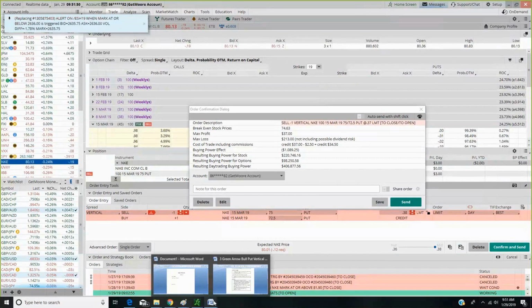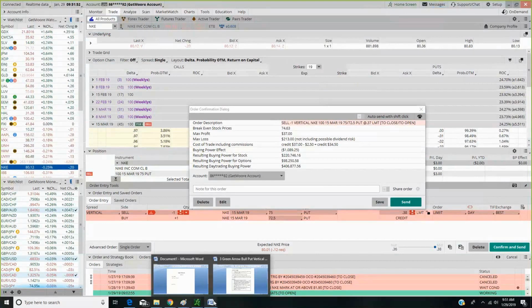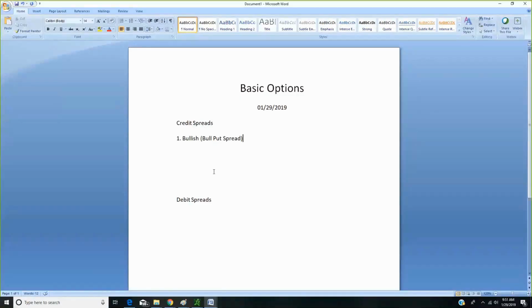Okay, let's see here. Many stocks next fiscal year are trading sideways. Yeah, sideways. Okay. So that's our bull put spread.